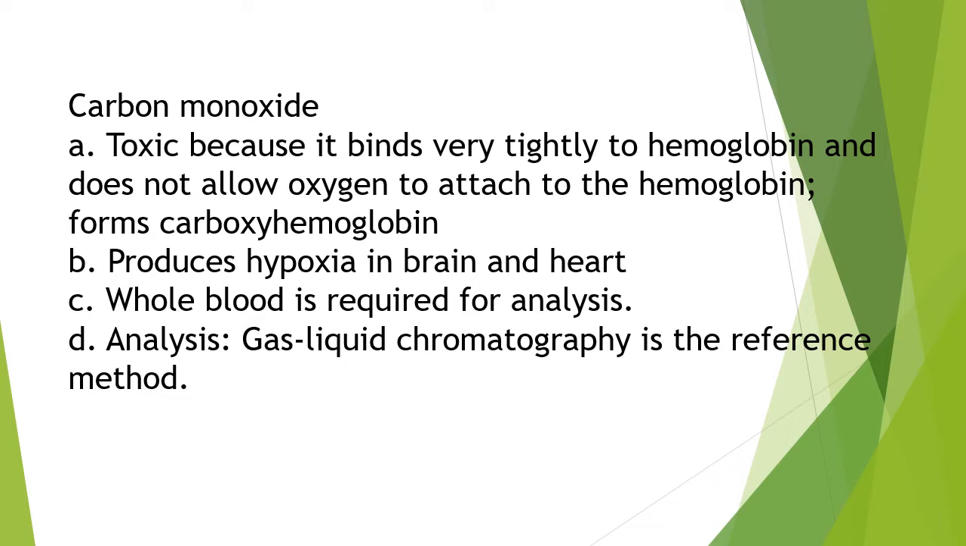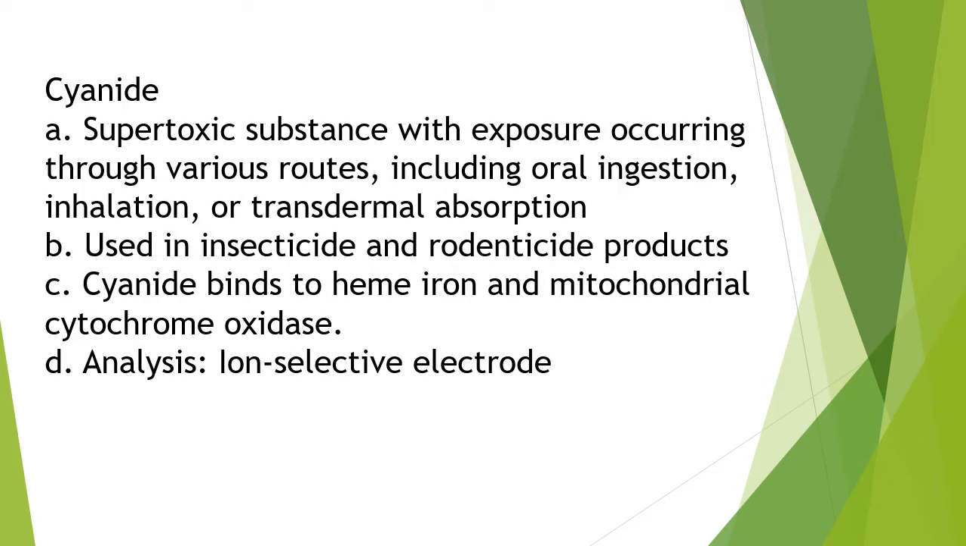Another poisonous substance is carbon monoxide. It is toxic because it binds with hemoglobin. And whenever it's bound to hemoglobin, therefore hemoglobin cannot be free to transport oxygen. It can produce hypoxia, and the first organ to suffer from this is the brain, and then of course the heart. Whole blood is required for analysis, and the method of choice is gas liquid chromatography.